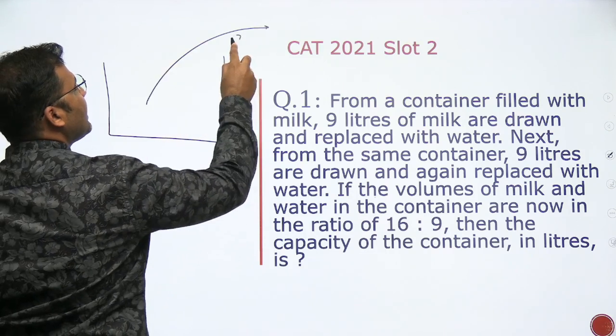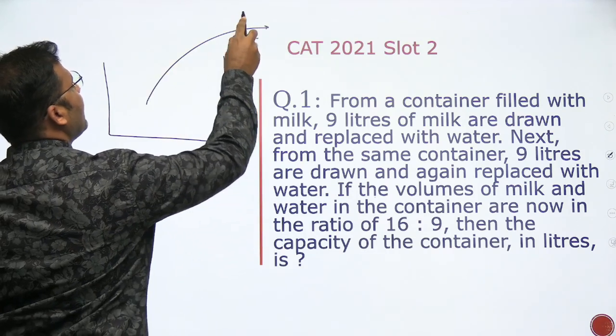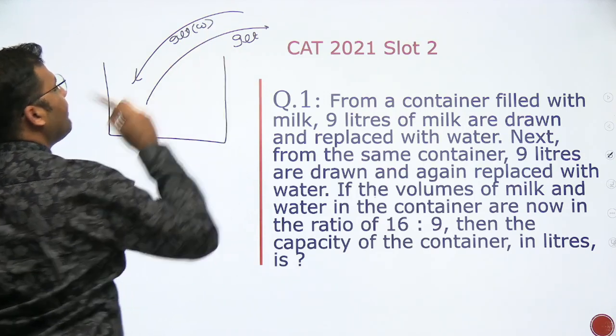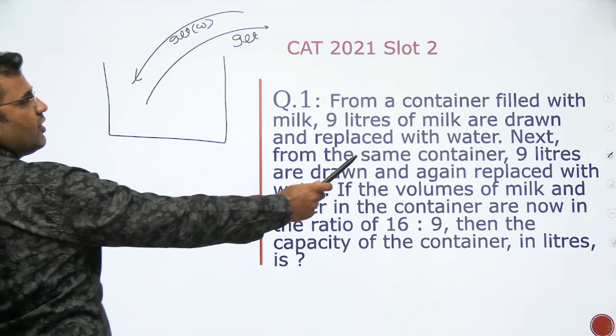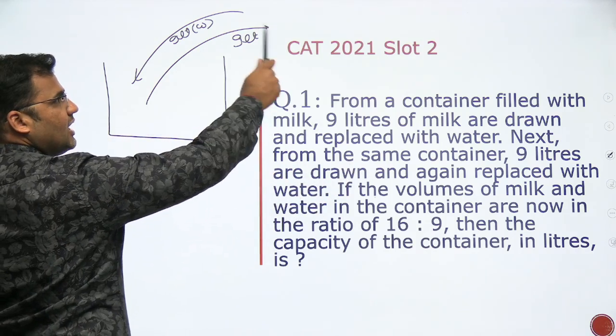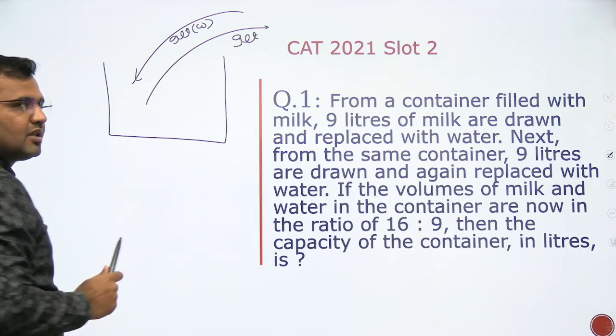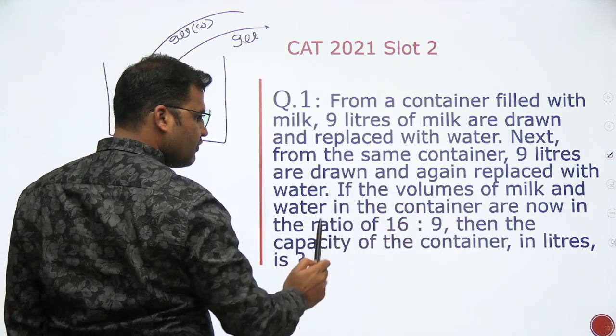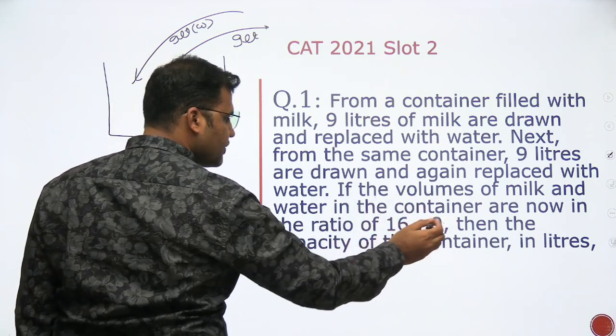You're taking 9 liter of this solution and you're replacing it with 9 liter of pure water. And finally, you're doing this operation for one more time. That means taking a solution, you're taking 9 liter of the solution, replace it with 9 liter of water. This whole thing has been done twice. And finally, the volume of milk and water in the container are now in the ratio of 16:9.